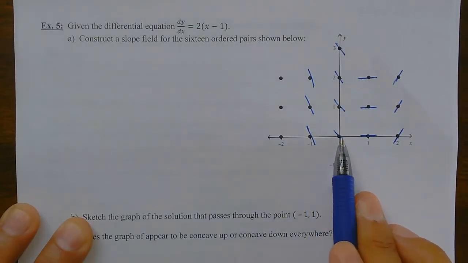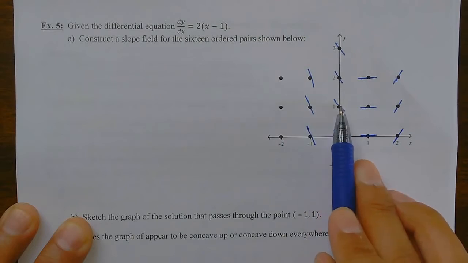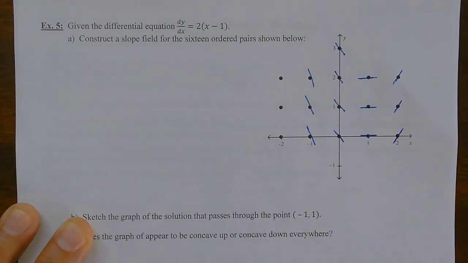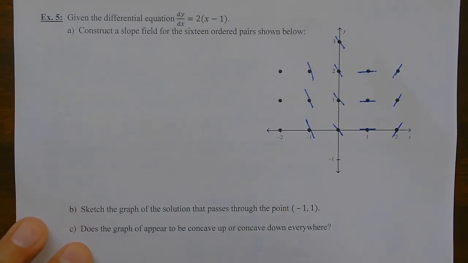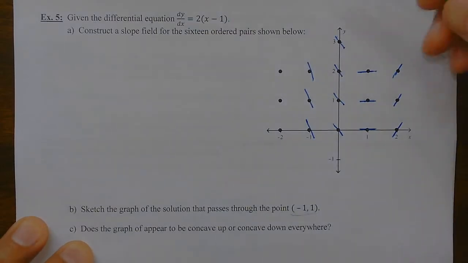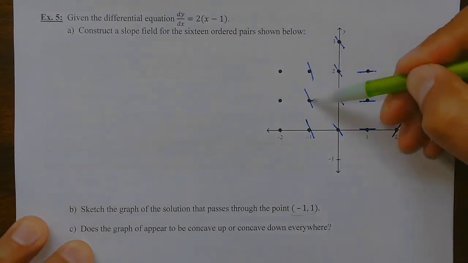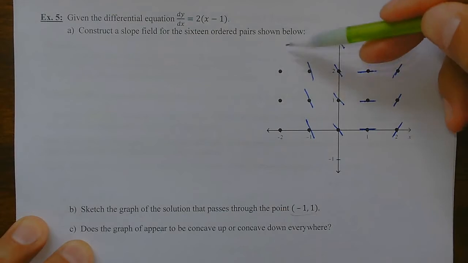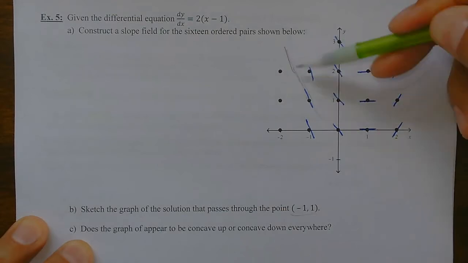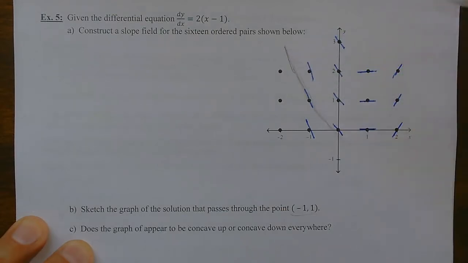Part B is asking me to sketch the graph of the solution through negative 1, comma 1. So let me go to pencil here. Negative 1, comma 1 is here. So it looks like the graph is coming downward. It does have a 0 slope here, so I'm assuming that it's going to be 0 and then a positive slope to shoot back up, like that. So there's part B.